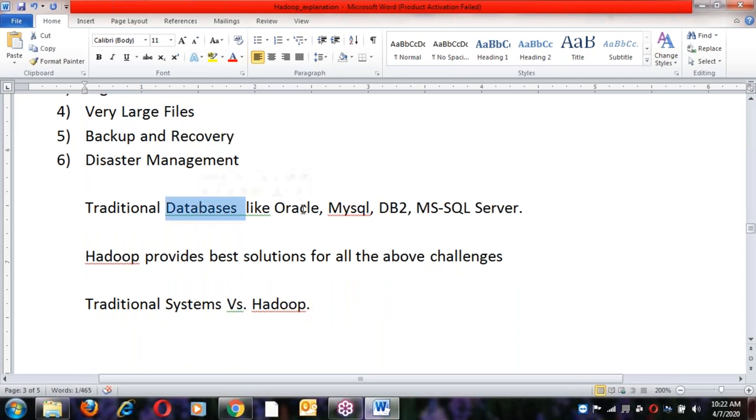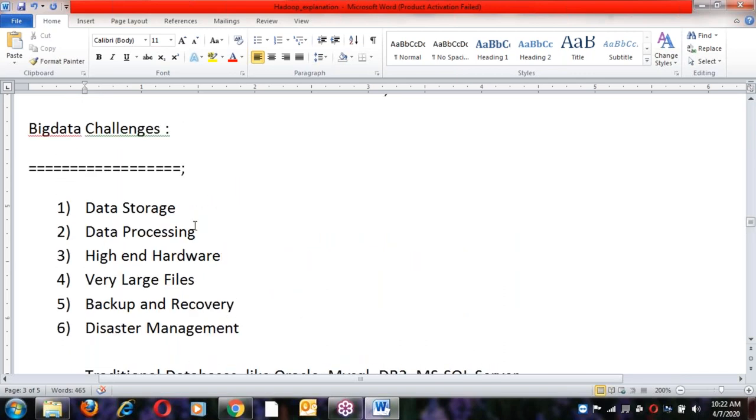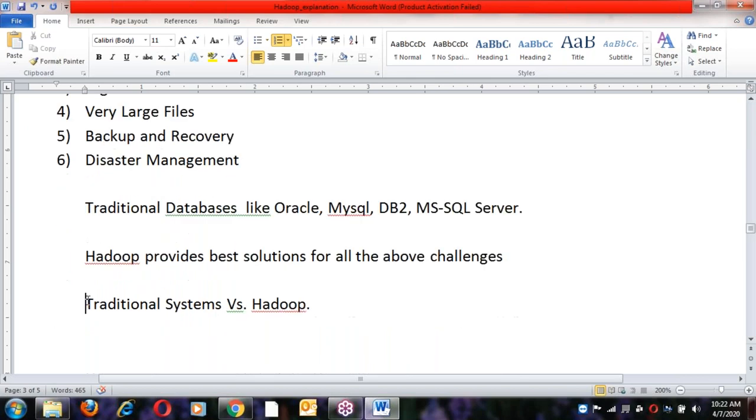Traditional databases like Oracle database and MySQL are called traditional database servers. Hadoop is the latest one. Let us see the difference between this and this, traditional systems versus Hadoop. Let us first talk about data storage. First we'll start with traditional systems.